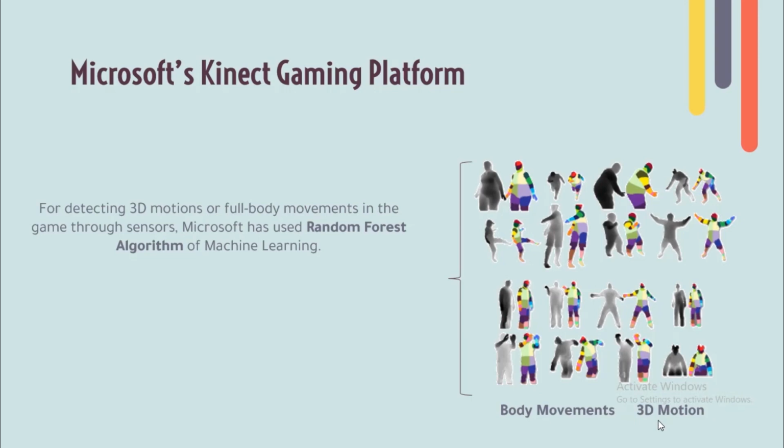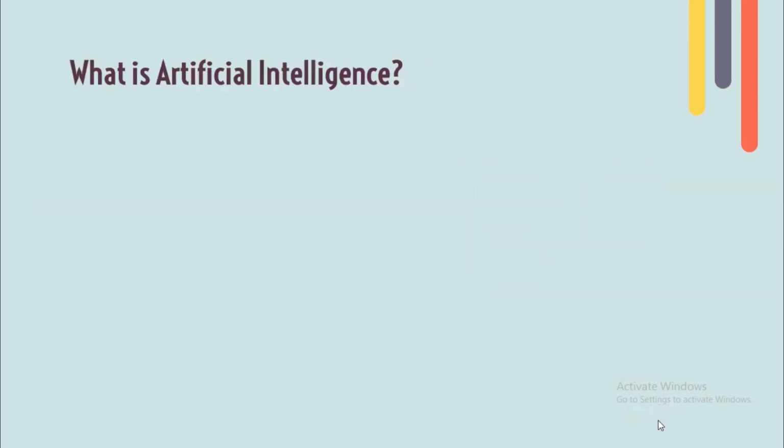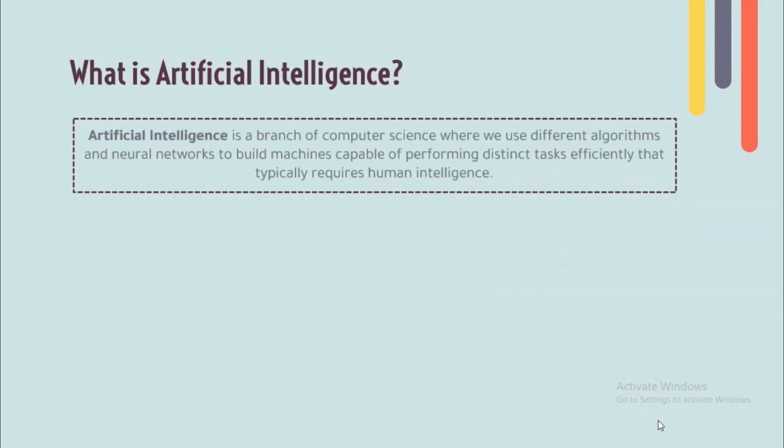So this was about machine learning. Now let us move on to what is artificial intelligence. Artificial intelligence is a branch of computer science where we use different algorithms and neural networks to build machines that are capable of performing distinct tasks efficiently that typically require human intelligence.